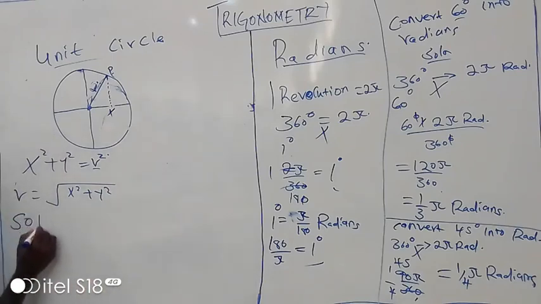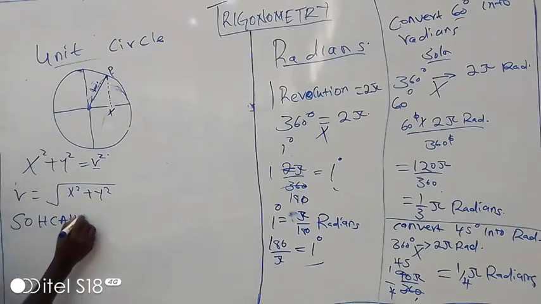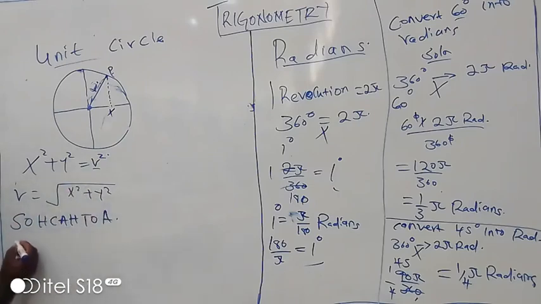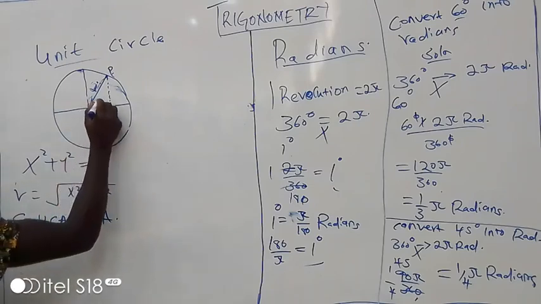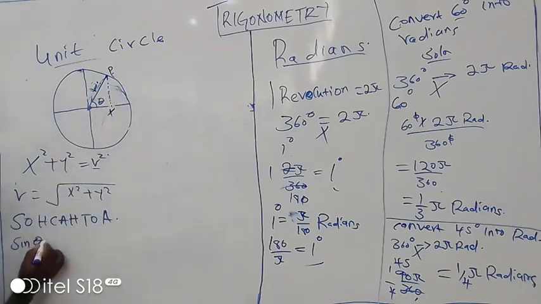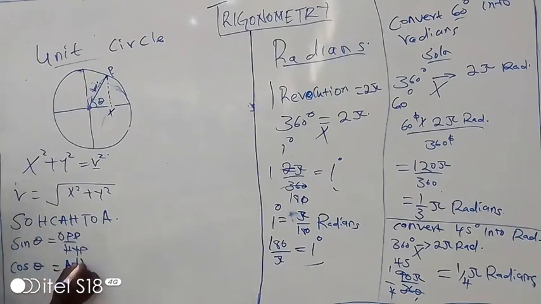You can use SOHCAHTOA. SOHCAHTOA means that sine, we can call this theta, sine theta is equal to opposite over hypotenuse. And cos theta is equal to adjacent over hypotenuse. And we have tan theta is equal to opposite over adjacent.